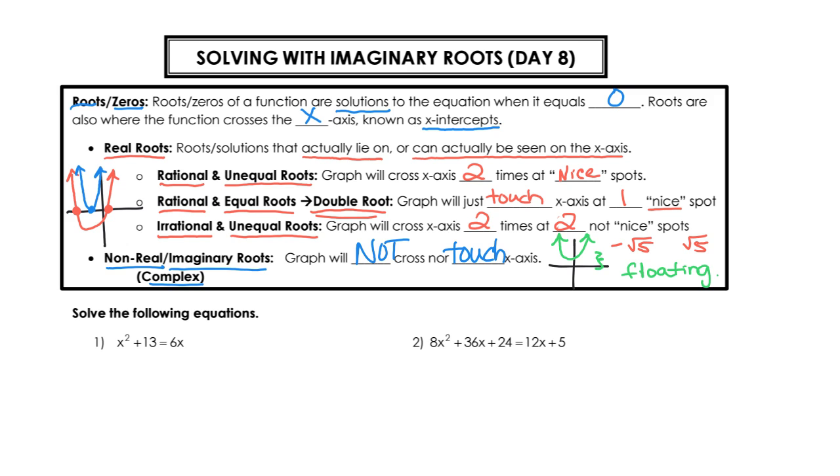Your parabola, guys, could also look something like this, where it floats below the x-axis, but again, it is not touching that x-axis whatsoever. So if you ever see a quadratic where it doesn't touch the x-axis at all, or cross it, then those are what they call non-real. All right, let's go ahead and take a look at the bottom here.